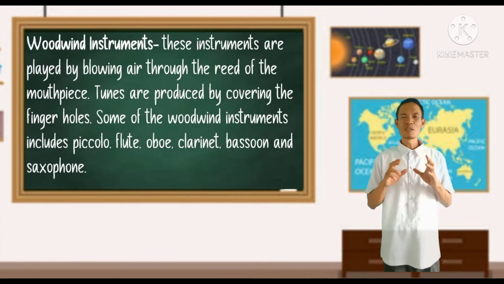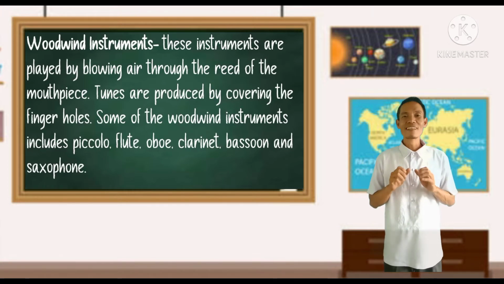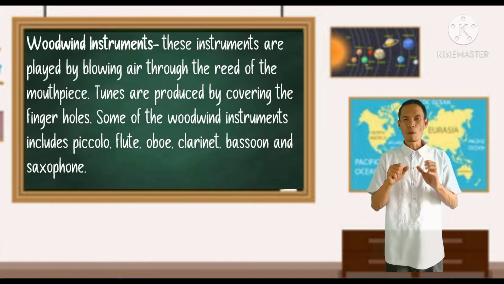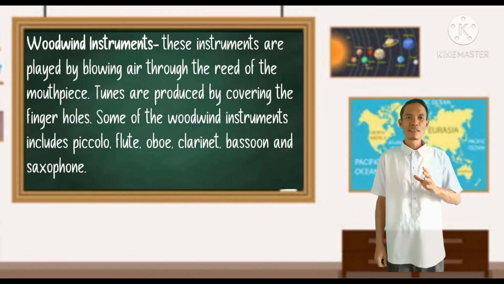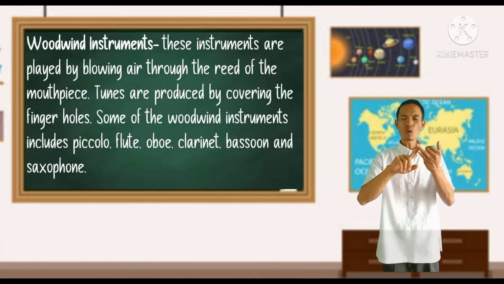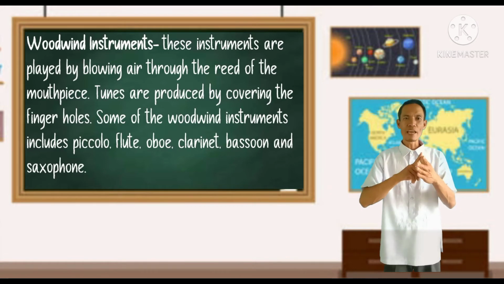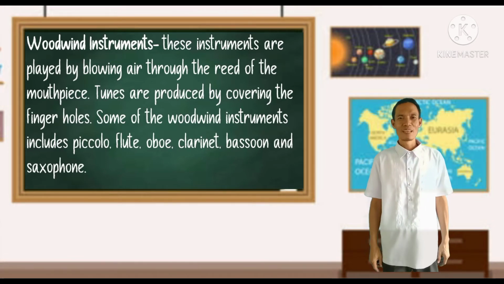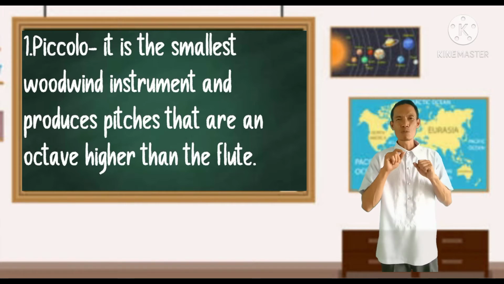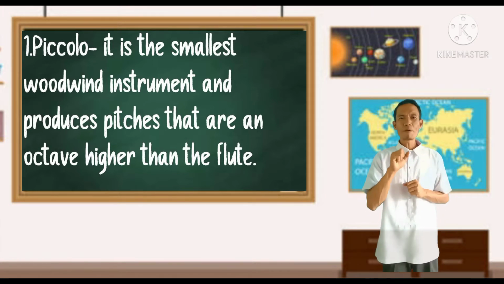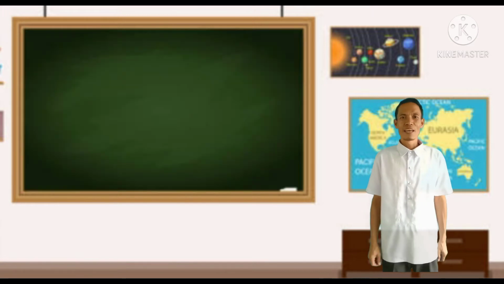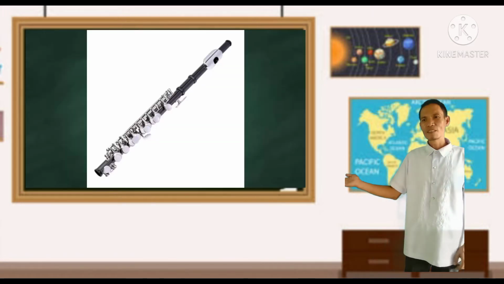The next section of Western musical instruments is called woodwind instruments. These instruments are played by blowing air through the reed of the mouthpiece. Tunes are produced by covering the finger holes. Some of the woodwind instruments include piccolo, flute, oboe, clarinet, bassoon, and saxophone. Our number 1 woodwind instrument is called piccolo. It is the smallest woodwind instrument and produces pitches that are an octave higher than the flute. Now, this is the picture of piccolo.